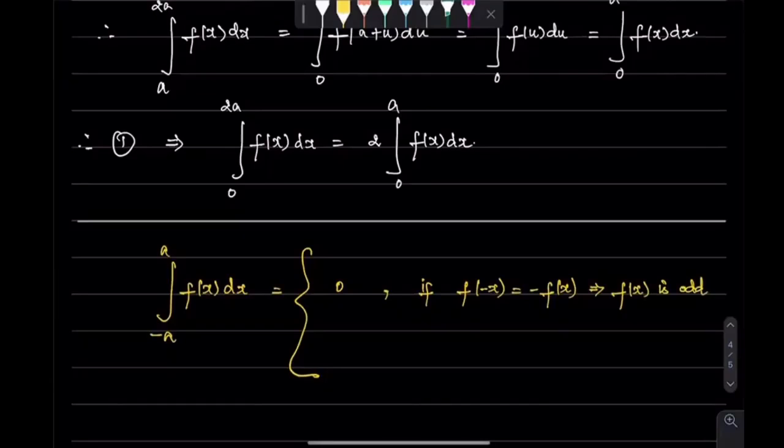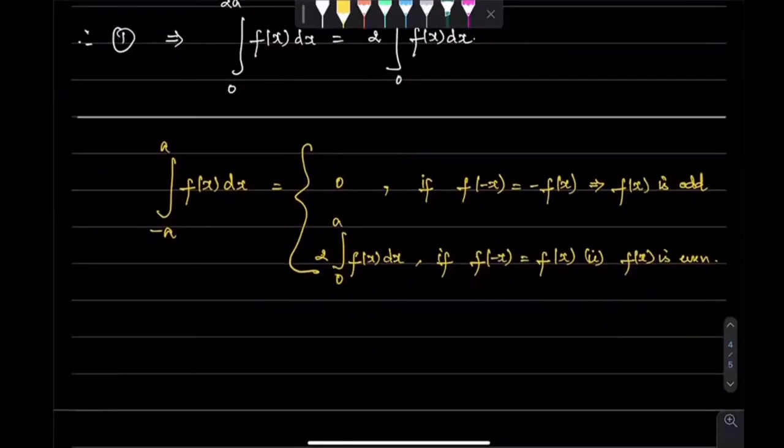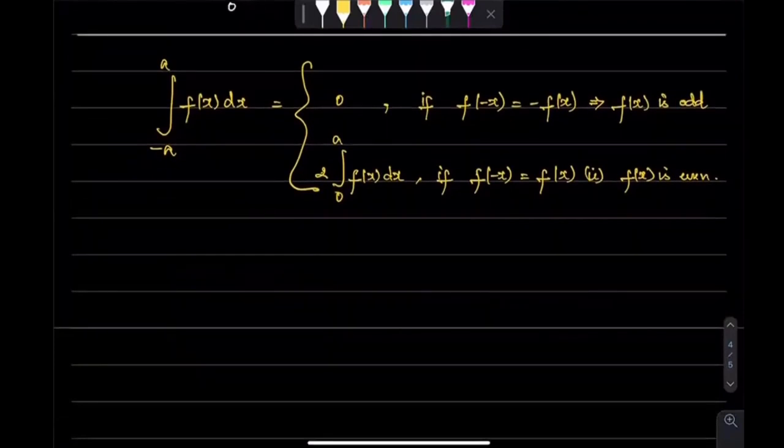And if it is even, the integral is 2 times the integral from 0 to a of f of x dx, if f of minus x is equal to f of x, that is, f of x is an even function. You okay, children? You happy? We'll do a couple of problems based on this.